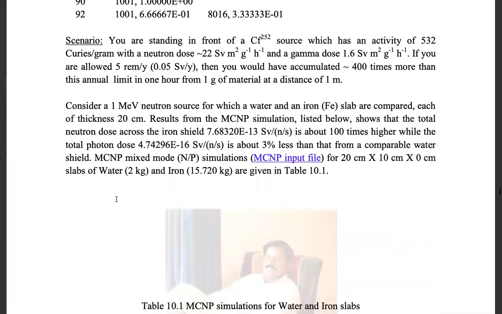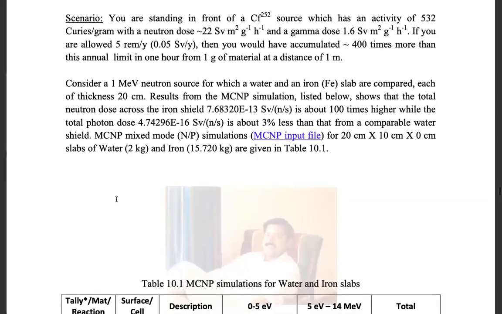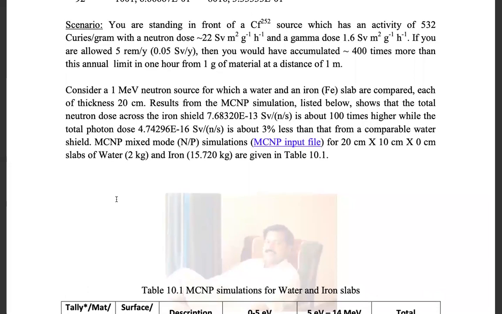So here's the physical scenario. That you are standing in front of a CF252 source, which has an activity of 532 curies per gram. So CF252 is a very powerful, intense neutron source. It gives out a neutron dose 22 sieverts meter square per gram per hour, and a gamma dose of 1.6 sievert meter square per gram per hour.